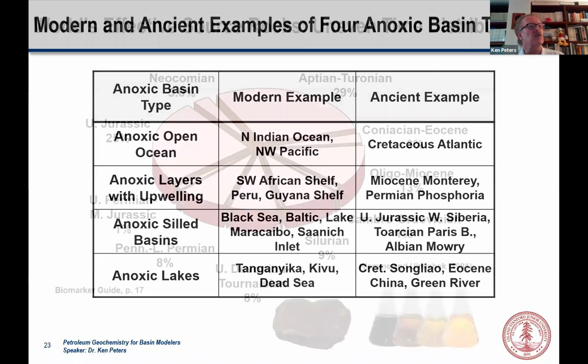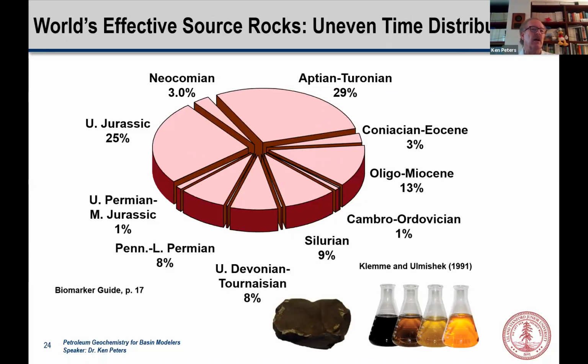So looking at the world's effective source rocks, I went to a paper by Klemme and Ulmishek from 1991, and I used their assignment of the oils to the source rocks by age, and I plotted it up as a pie diagram. The interesting thing here is that the world's source rocks are really biased in their distribution with respect to time. You don't see any significant Precambrian source rocks on here, do you?